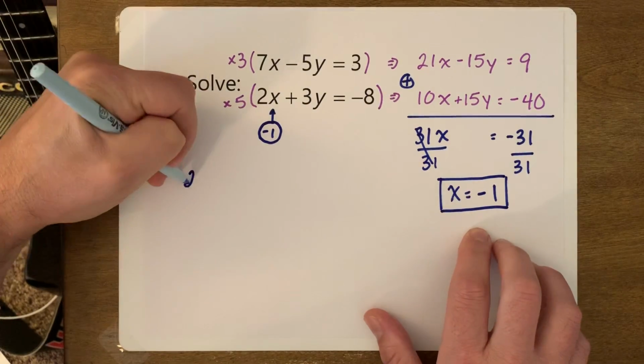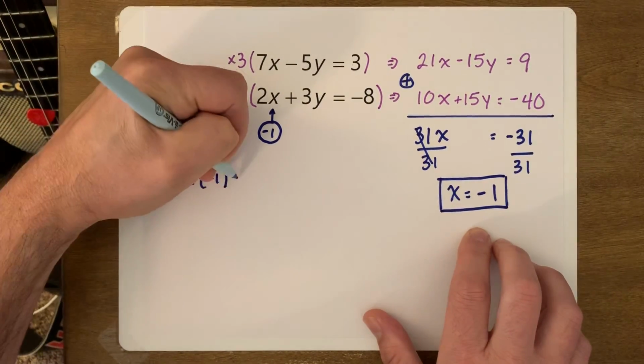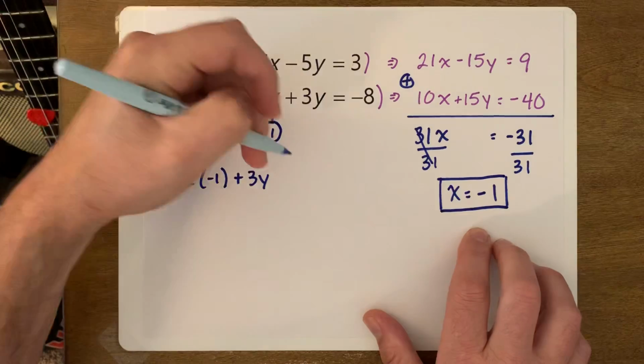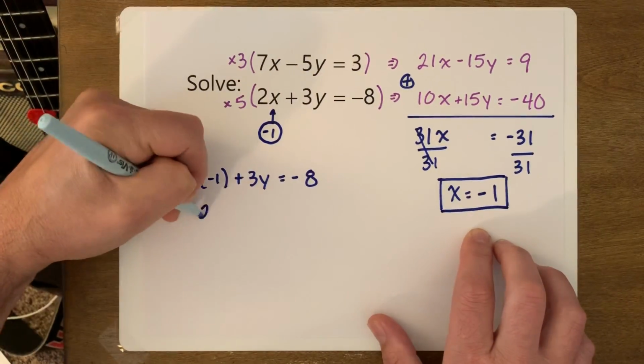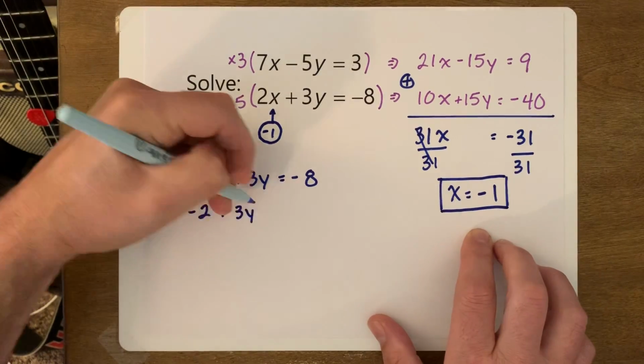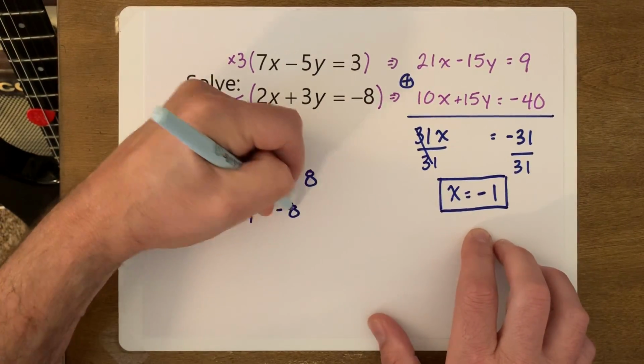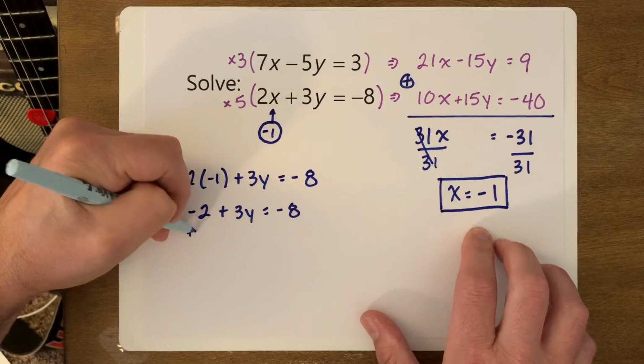All right, so we got 2 times -1 plus 3 times y, we don't know what y is, equals -8. All right, so we got -2 plus 3y equals -8. Now we're going to add 2 to both sides.